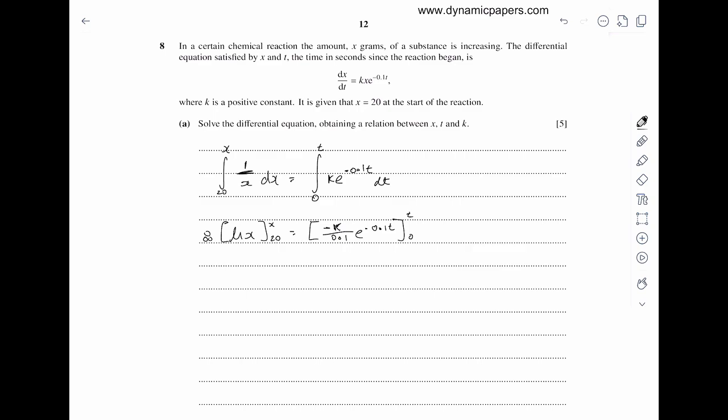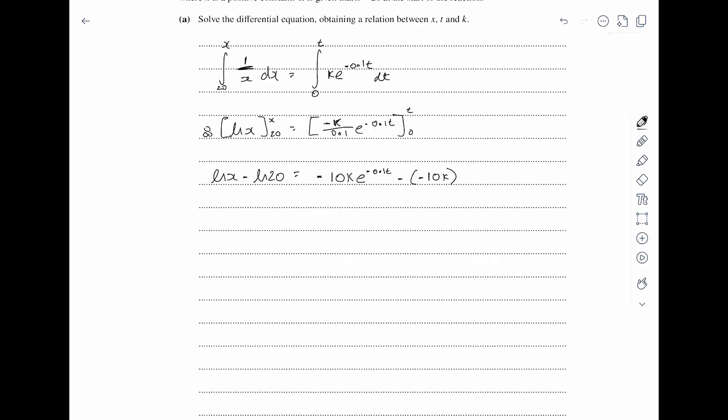Plugging in our boundaries now, we then get ln x minus ln 20 is equal to negative 10k e to the power of negative 0.1t minus 10k. This then gives us a final answer of ln x is equal to 10k times 1 minus e to the power of negative 0.1t plus ln 20.